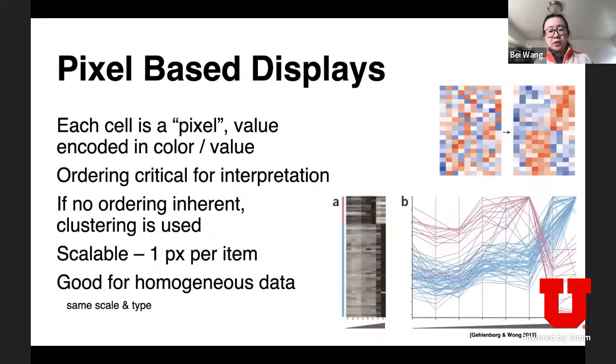And finally, we also want to mention some other existing displays, which is what's called the pixel-based display. In this particular case, each cell is considered a pixel, and the value is encoded through the color. If you use this kind of representation, the ordering is very critical for interpretation. It's the same concept as ordering the different dimensions of the parallel coordinates plot, which dimension comes first, which comes second. Usually people apply some sort of clustering if there's no obvious ordering.